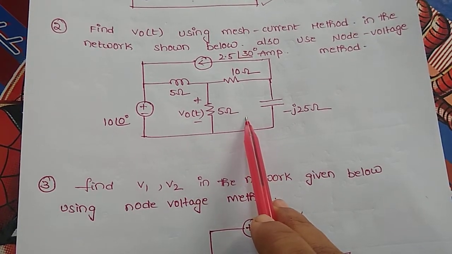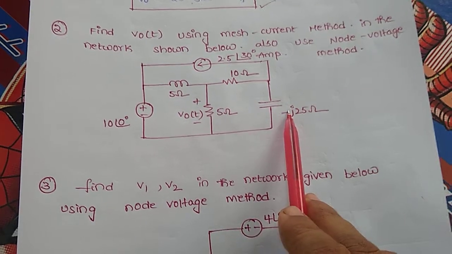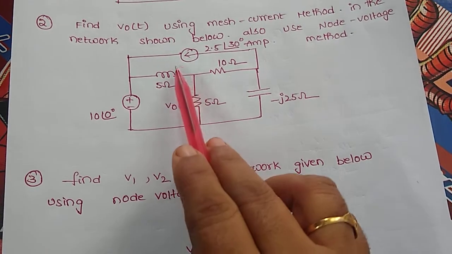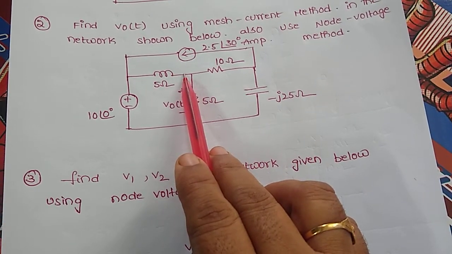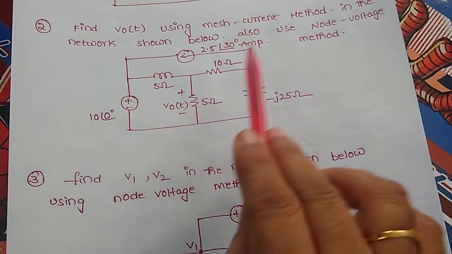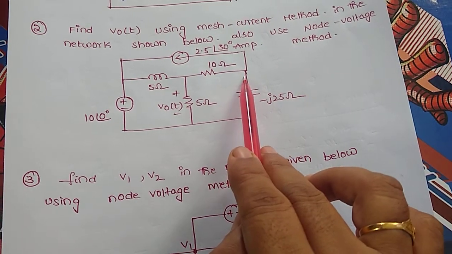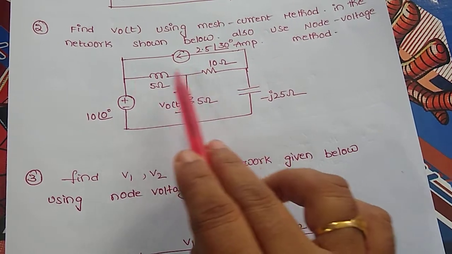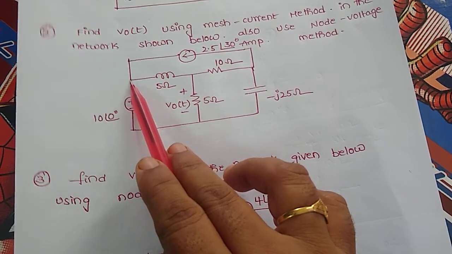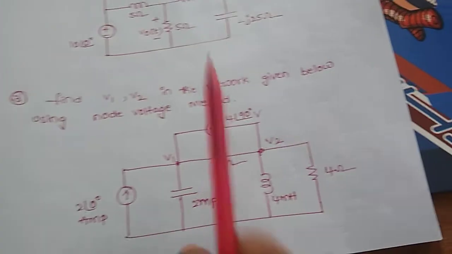This is also an AC network in which we can apply both mesh current and node voltage analysis. In mesh current analysis, we need to identify the loops. After writing the loop equations, we can find out the response. Here we need to find out V0 of t. And in the node voltage method, these are the nodes where we have to apply KVL. But here we don't want to assume unknown node voltage. Why? Because here the node voltage is given as 10 at an angle 0.